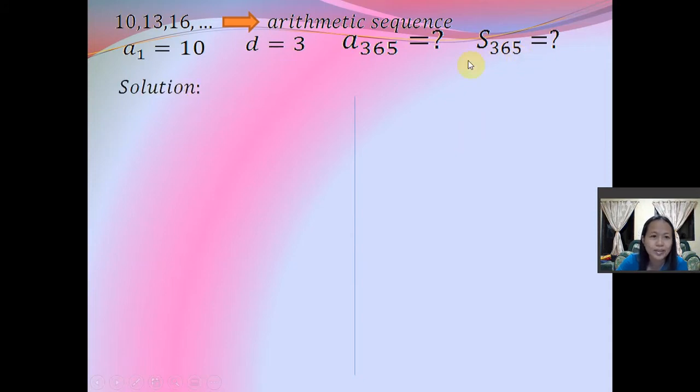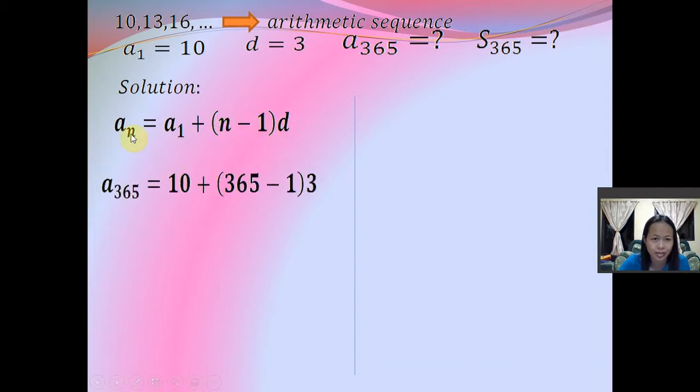So first, we are going to look for this one. We will be applying the nth term of an arithmetic sequence since we are looking for the 365th term. We have this formula: the nth term of an arithmetic sequence, a sub n, is equal to the first term plus quantity n minus 1 times d. Our n here is 365, since we're talking about the 365th day.